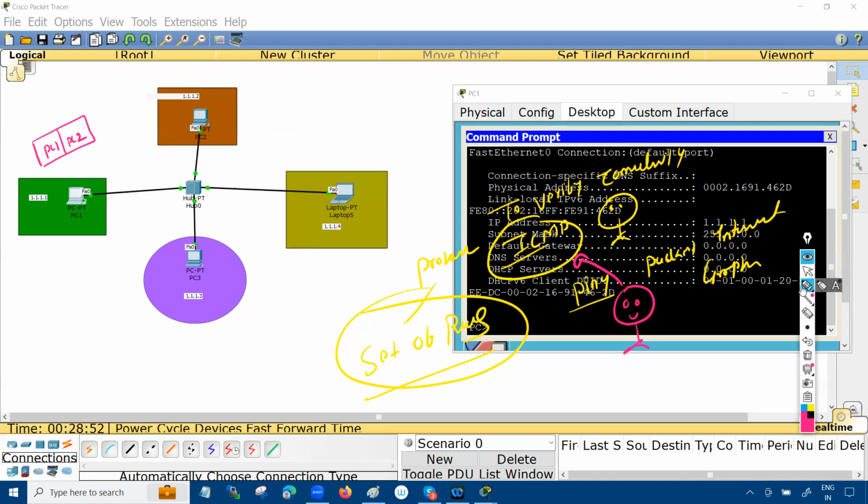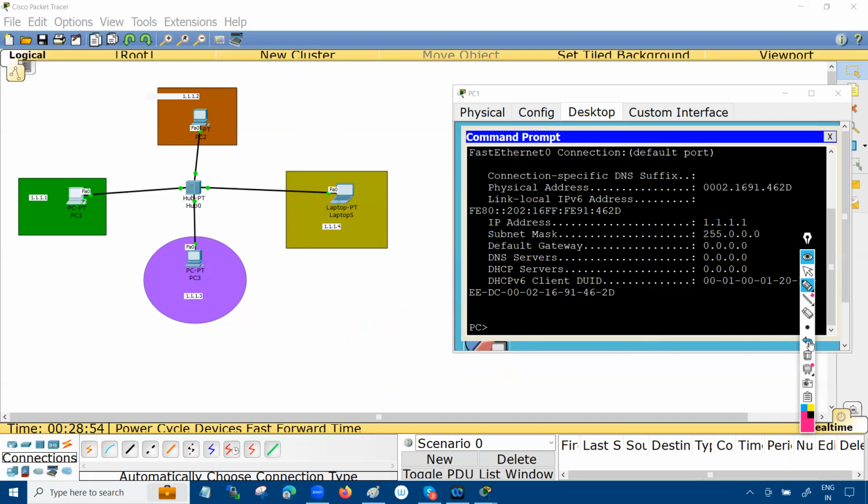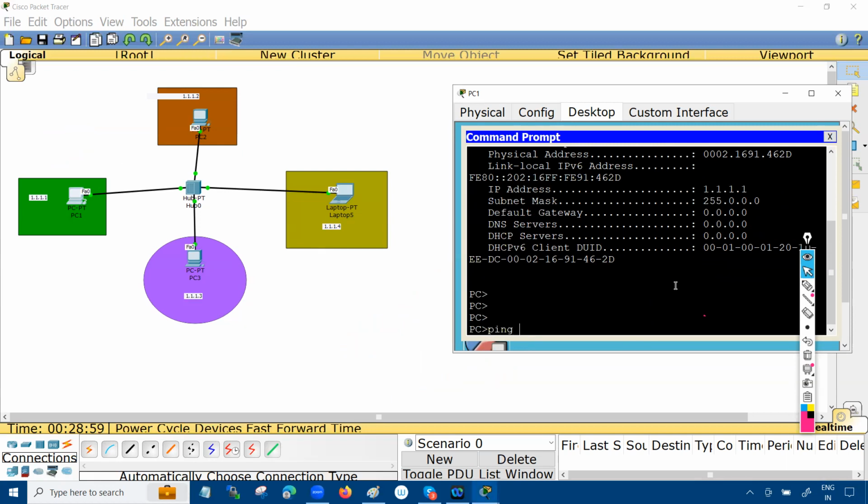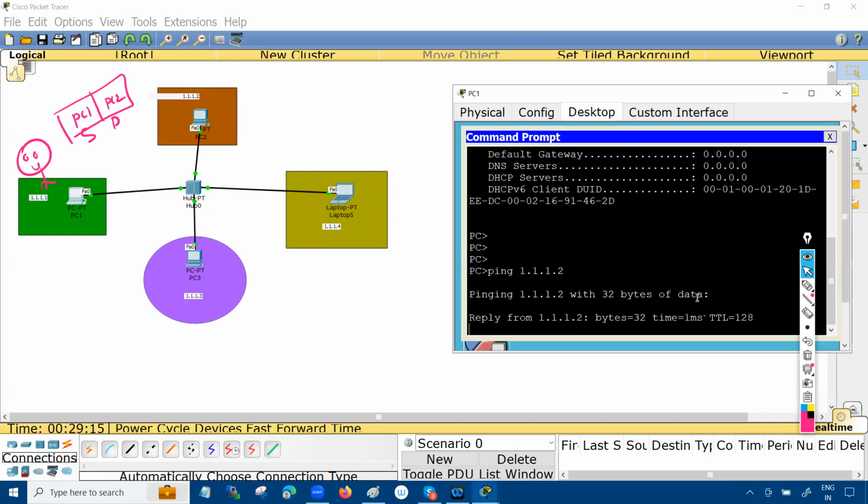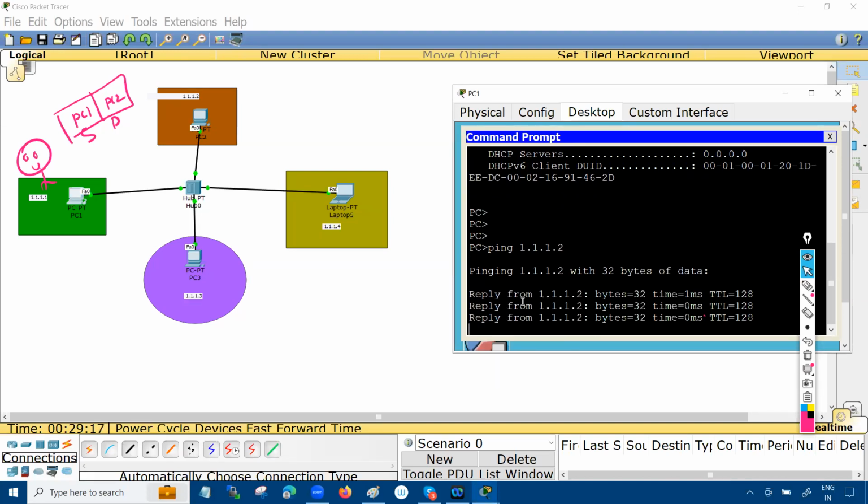So what I can do on PC1 is simply ask ping 1.1.1.2, which is the IP address of PC2. I'm sitting on the router of PC1 right now, and I'm sending my data to PC2. This is my source. This is my destination. Let's have a look. So I'm getting the reply.